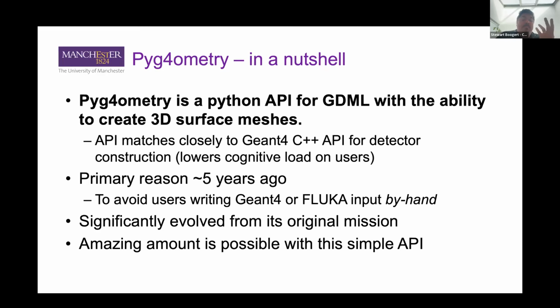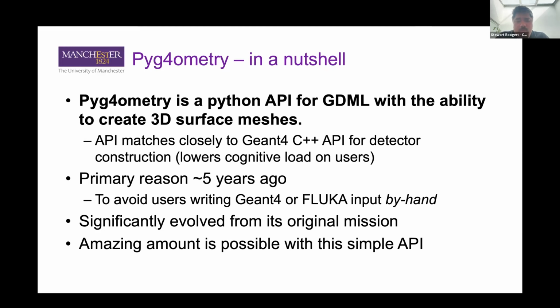The API actually matches very closely the Geant4 C++ API for creating detectors. It just lowers the cognitive load on users, and I'm not a fan of writing detailed documentation, so constructors and so on for creating geometry are very similar. The primary reason, around 5 years ago, was just to avoid my users, who are mainly in the accelerator domain, having to write geometry input by hand, which is a really error-prone and complex process.